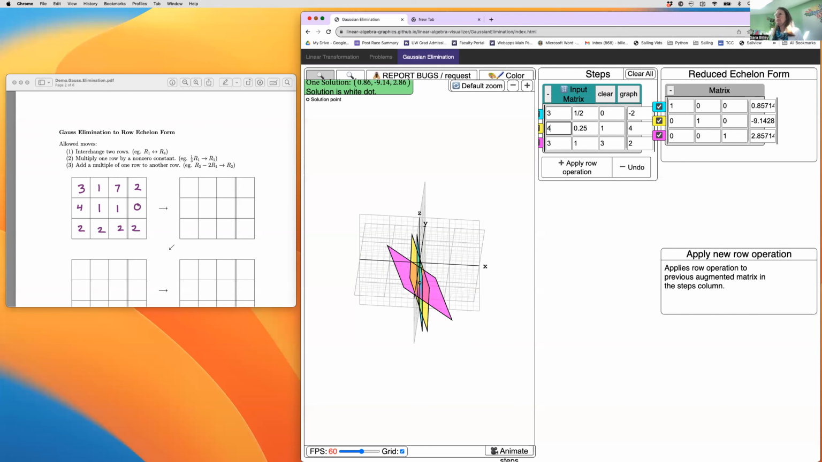So 3, 4, 2 is the first column. 1, 1, 2 is the second column. I'm just using the tab button to move around. 7, 1, 2, 2, 0, 2. So now I've entered the augmented matrix that I want. I hit return.